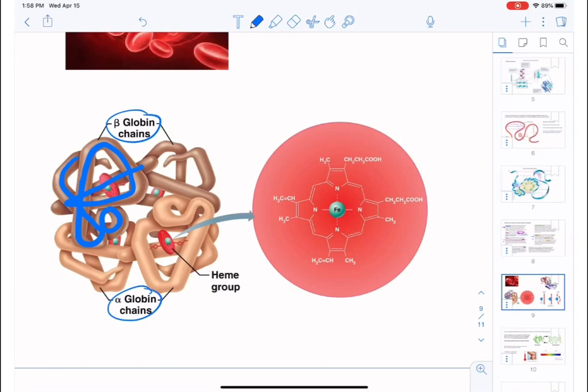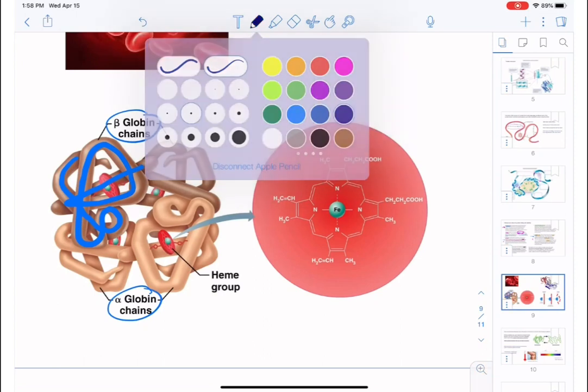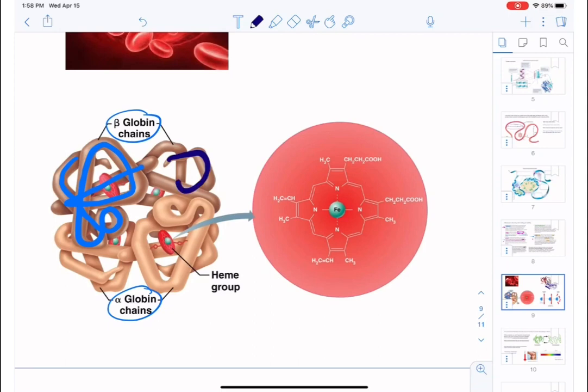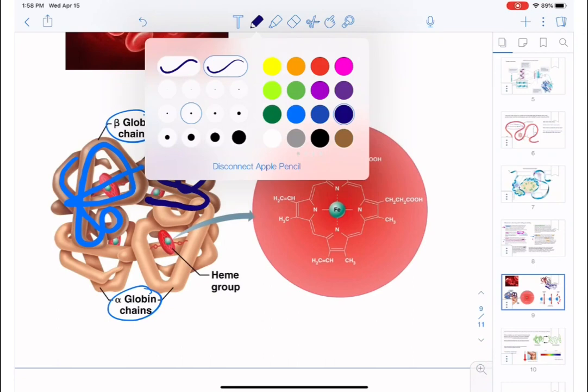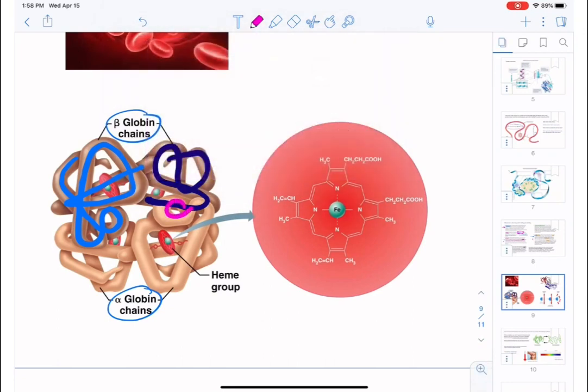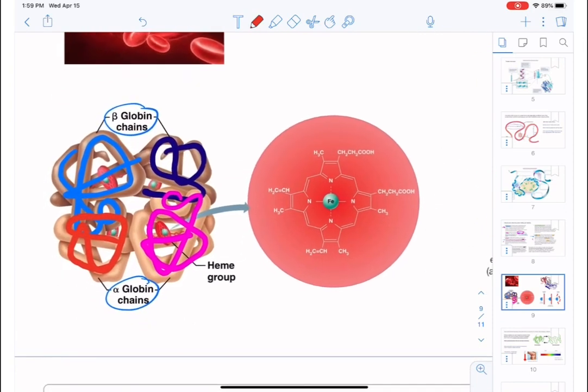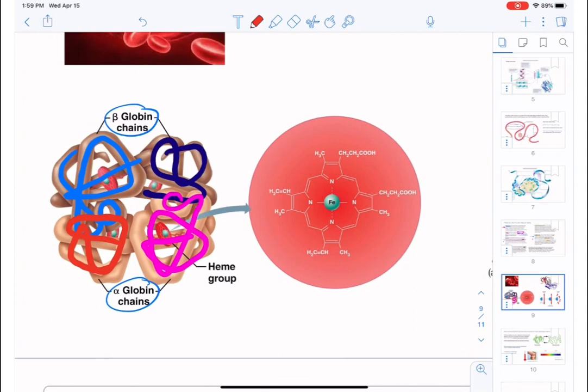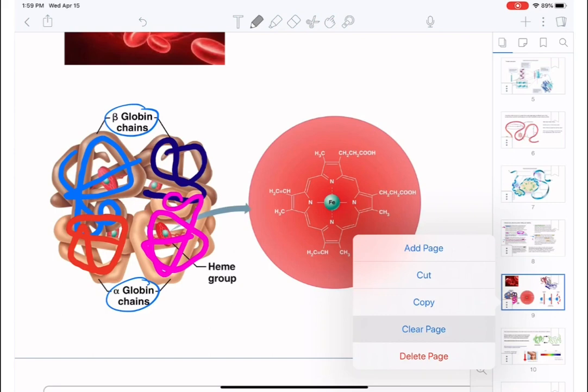Okay, that's one beta chain. Something like that. That's another beta chain. That is an alpha chain. And that's another alpha chain right there. So you have four globin chains that are all linked together.